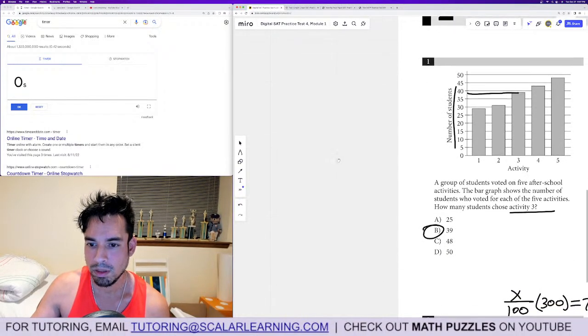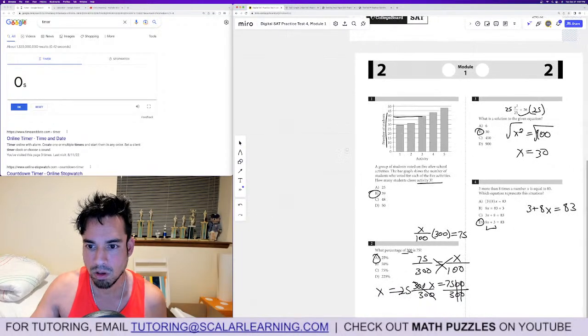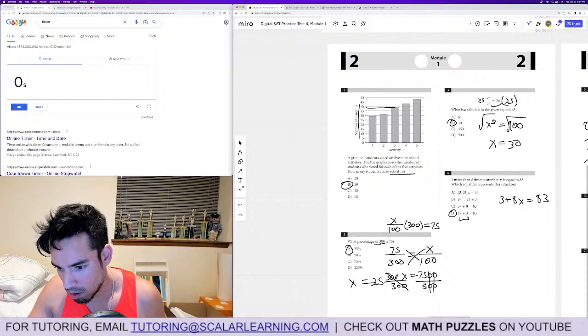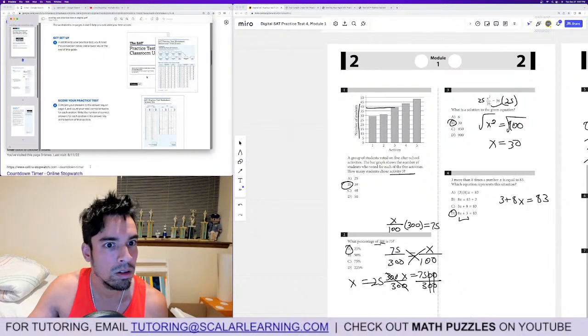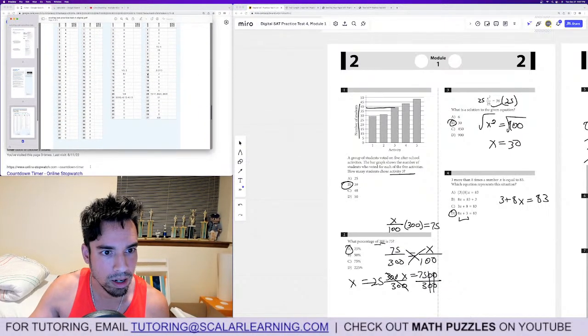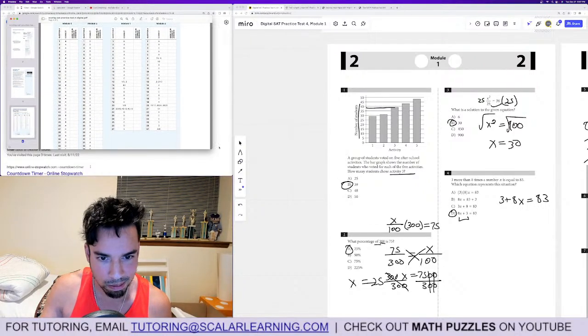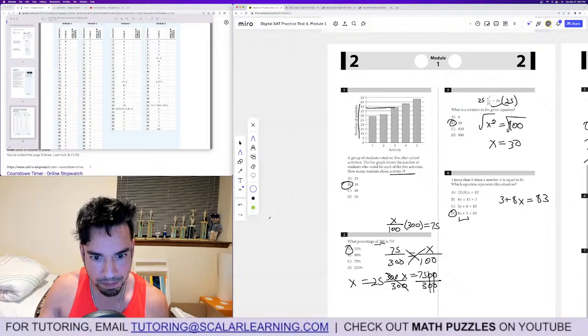Zoom out a little bit. All right, let's go to the answer choices. College Board got me with this one. B. All right, let's go to the red pen of justice.